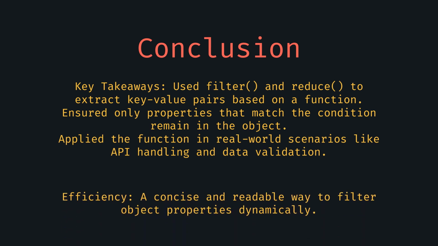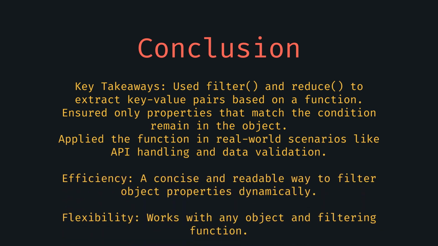To summarize, we use JavaScript's filter and reduce methods to extract key value pairs dynamically based on a function. This method is efficient, flexible, and widely applicable in various JavaScript applications.